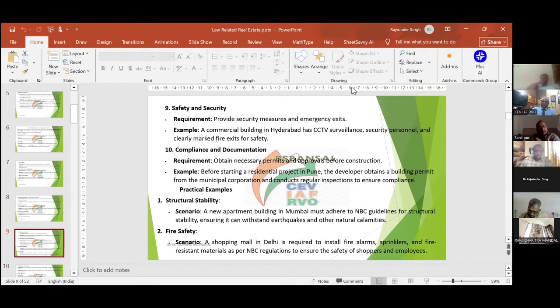So practical examples, we will now take some practical examples of all these things. Structural stability scenario. Let us suppose a new apartment building in Mumbai must adhere to the National Building Code guidelines for structural stability, ensuring it withstands earthquakes and other natural calamities.